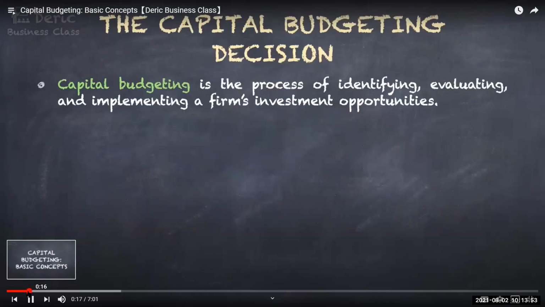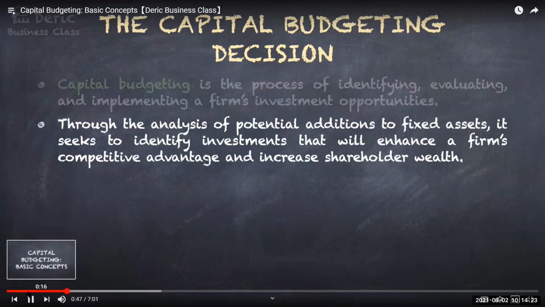Capital budgeting is the process of identifying, evaluating, and implementing a firm's investment opportunities. Let's say now you have $1 million and 3 potential investments are being presented to you. The process of deciding which project to invest in is what we call capital budgeting. Capital budgeting has a few indicators, such as payback period, NPV, IRR, to assist us to select the best investment for the company. Through the analysis of potential additions to fixed assets, take note of the keywords, fixed assets.